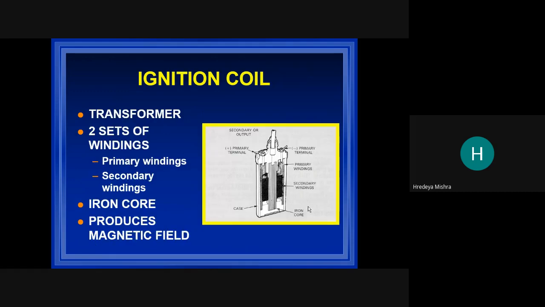Okay, ignition coil. It is a transformer with two sets of winding, primary winding and secondary winding. The iron core produces a magnetic field. See here, this is about the ignition coil. The combination of all of these is called the ignition coil.